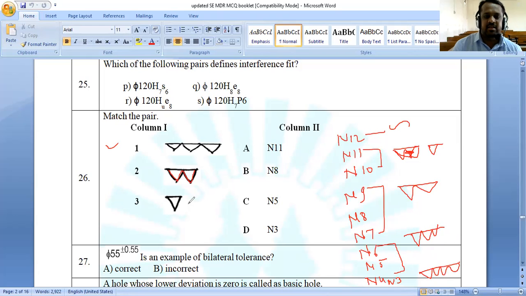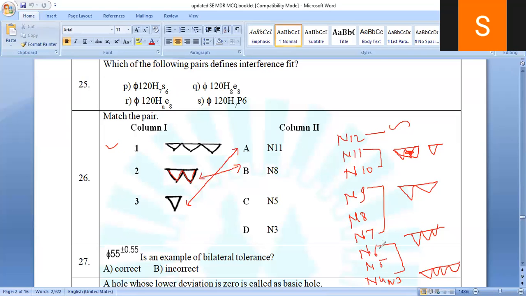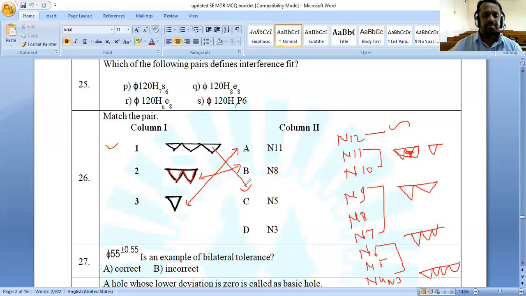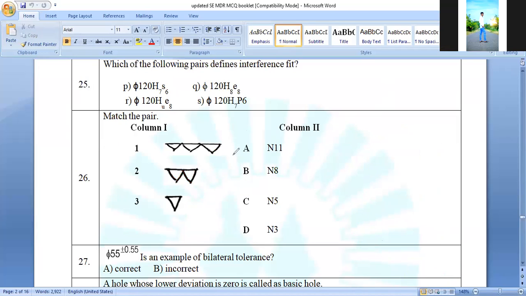N11. I think it's correct. This is N11. Then what they have given, N8, it having 2. It is correct. And here it is 3, N5. N5. Okay, in this you have to remember. It is correct.